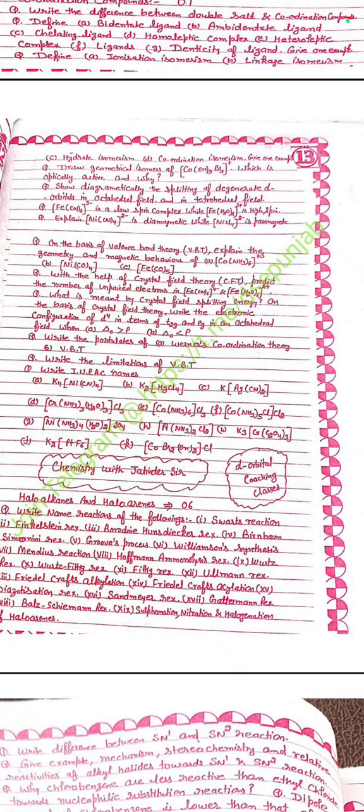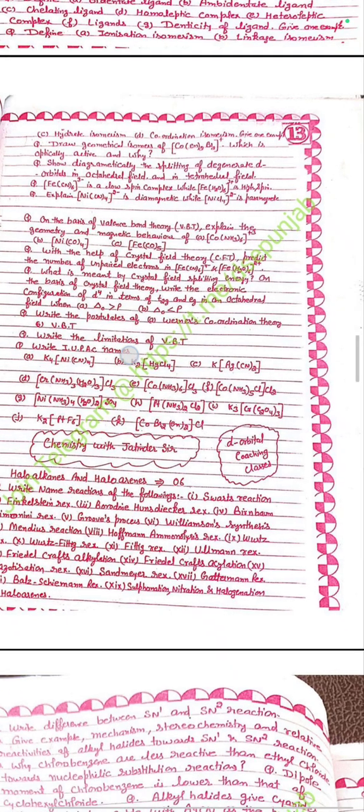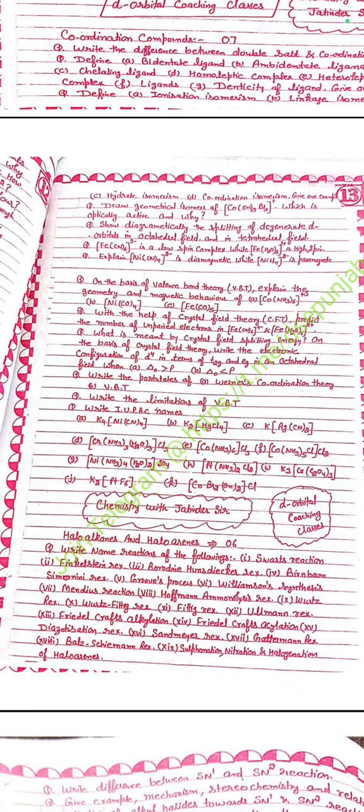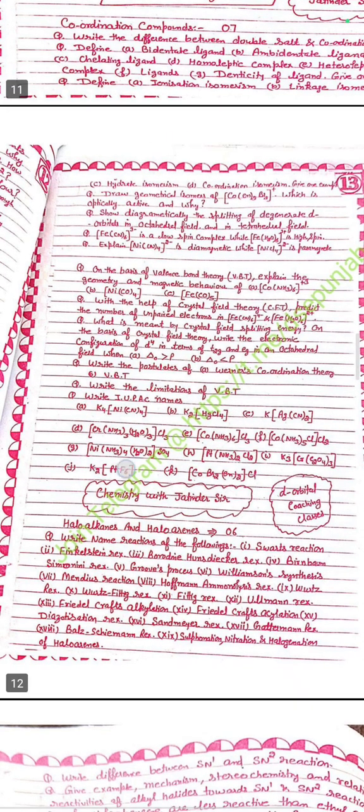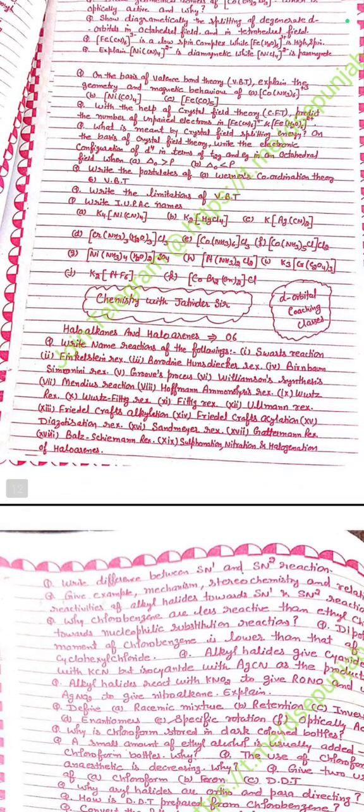So learn as much as possible IUPAC names of the questions given here. And now we are moving to our sixth chapter, which is haloalkanes and haloarenes, and this is our first chapter of organic chemistry.